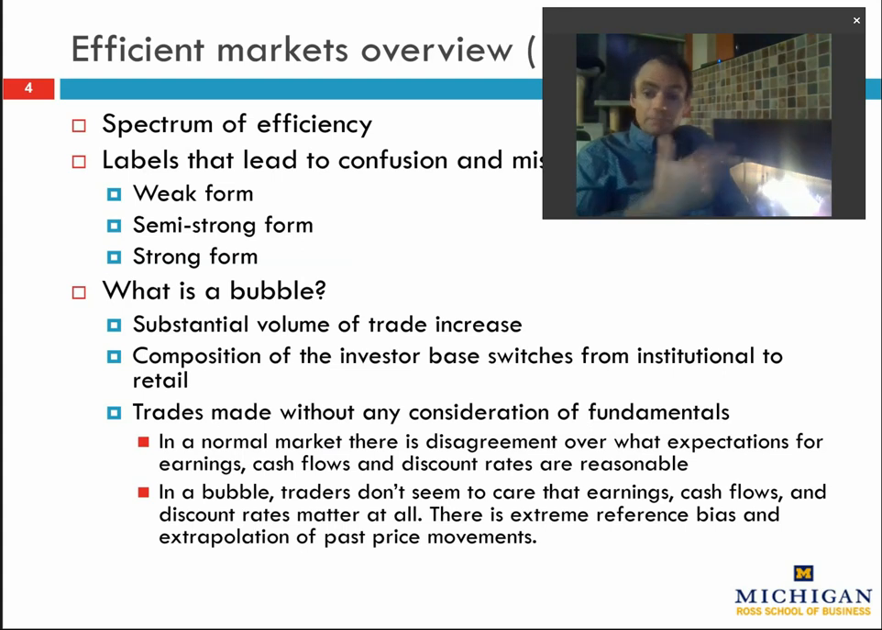I suggest that speculation in cryptocurrencies represents an asset price bubble because the three characteristics of a surge in volume, a retail investor base, and purchases justified without consideration of fundamentals are present. We will know in coming months or years whether my conjecture is correct. What takes the place of fundamentals in the minds of investors purchasing a security undergoing an asset price bubble? Extreme reference bias and extrapolation of past price movements.